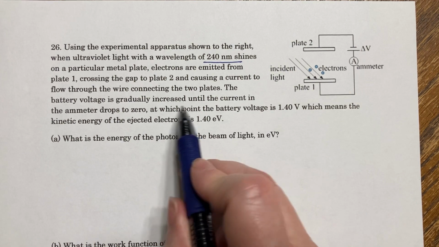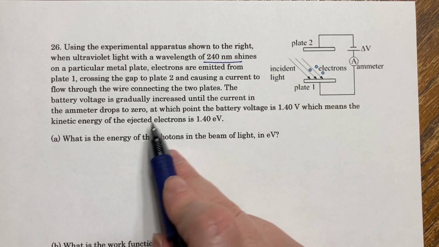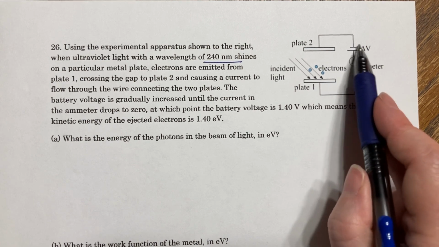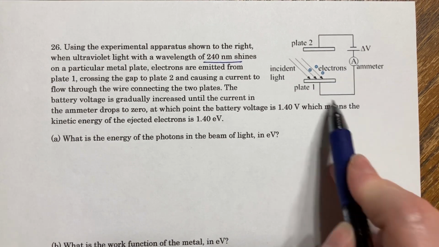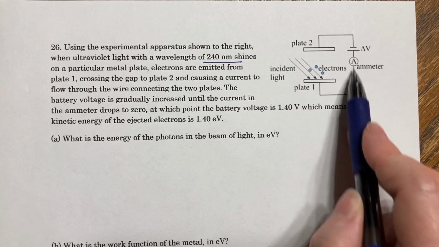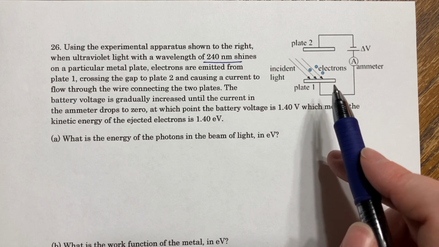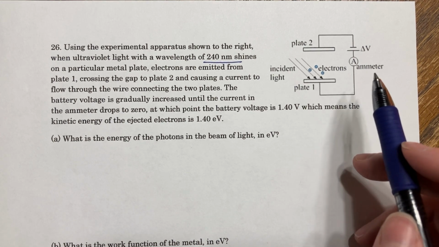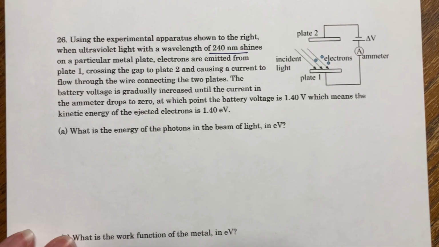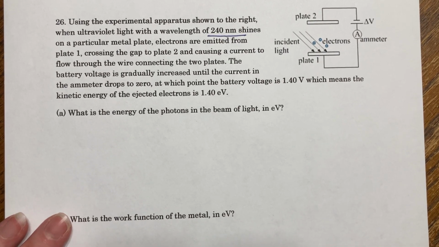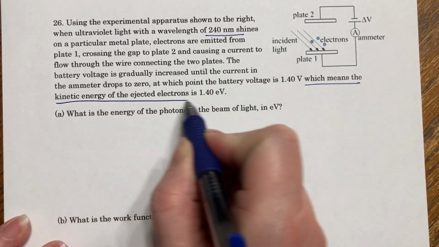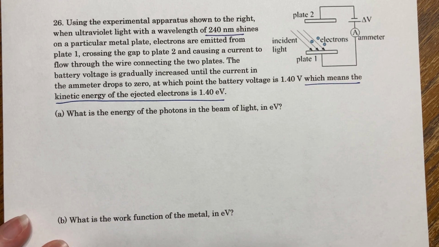It says the battery voltage is increased until the current drops to 0. Really, that just means you've made the battery energy equal the energy that the electrons have. It's kind of another way of thinking about it. So the battery is pushing against it. So you're going to figure out how much does the battery have to push to keep the electrons from making that gap. We'll get more into electricity later, next quarter. But basically, that's why I told you here, the kinetic energy of the electrons is 1.4 electron volts.